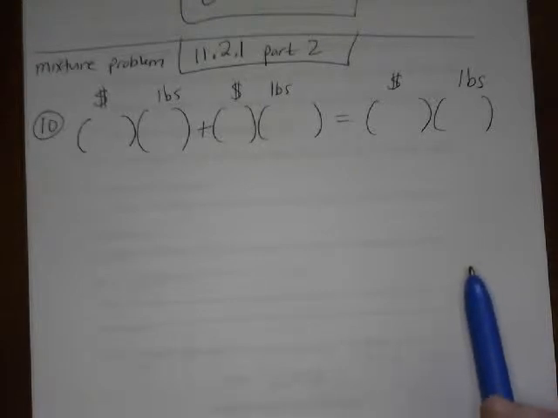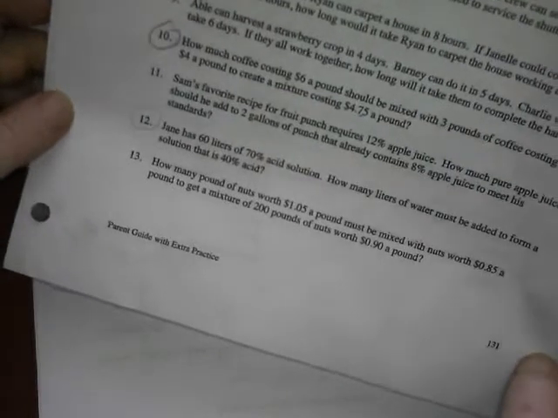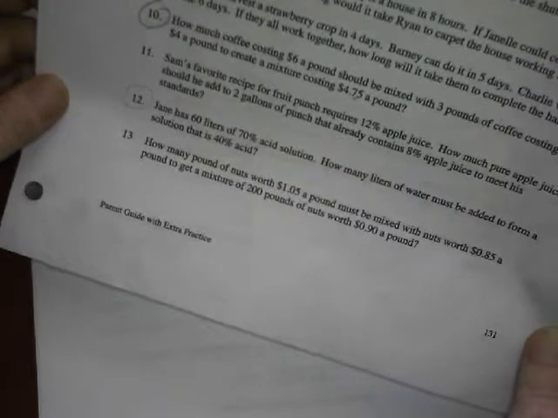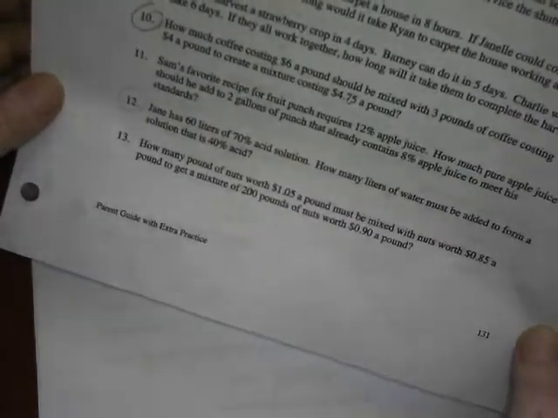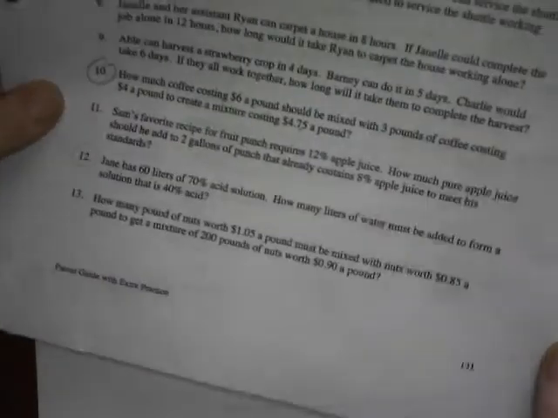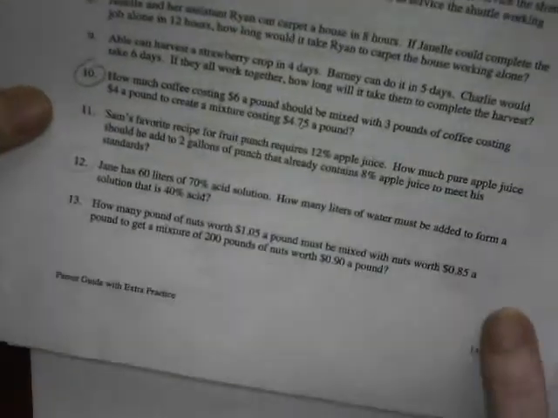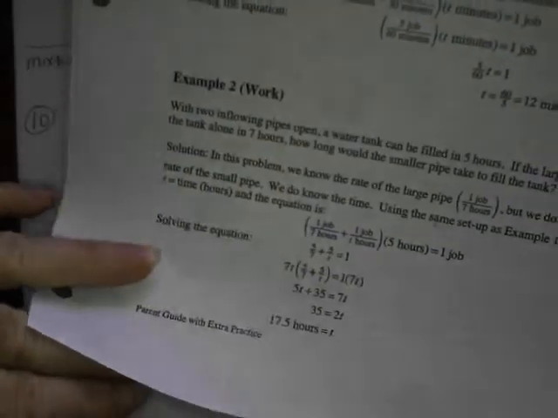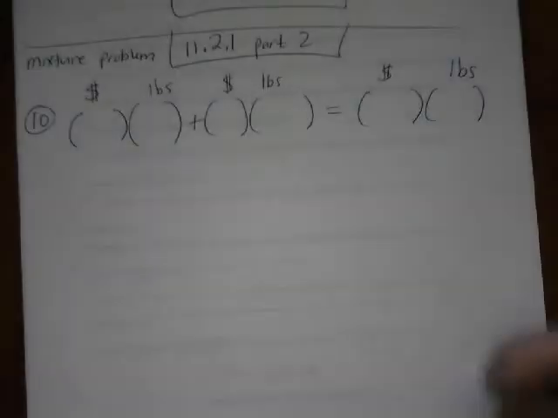I was going to do this mixture problem. It's number 10. It says how much coffee costing $6 a pound should be mixed with 3 pounds of coffee costing $4 a pound to create a mixture costing $4.75 per pound. I don't know how you would go about doing this if you're just trying to, you might be able to common sense your way through it. But it turns out we can just use our formula.